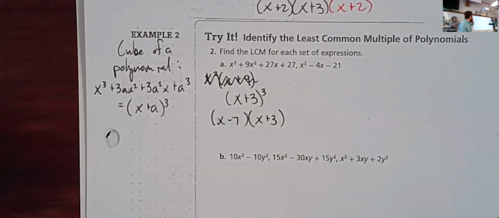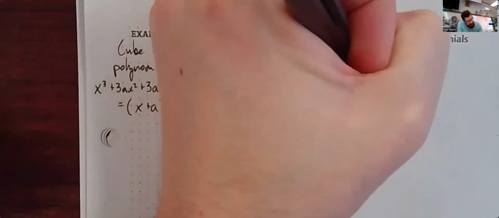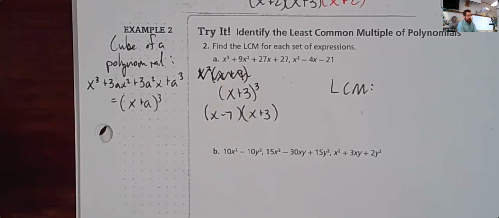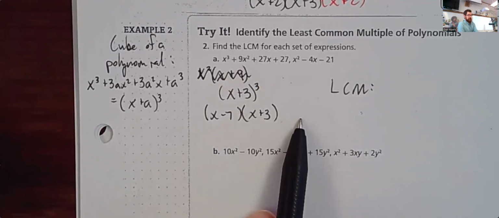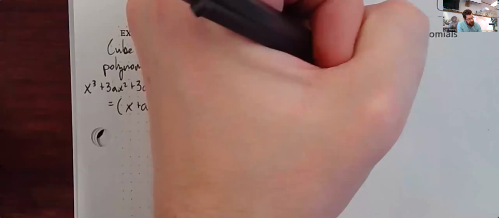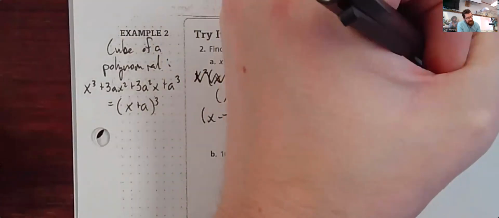All right. So what will our LCM be for this one? What is our least common multiple? How many factors of x plus 3 do we have to have? We have to have 3 of them, which means we need to add 2 of them to this one. We got to have 2 of them here, so there's going to be a total of 3. And then we also have to take x minus 7 and multiply it by the top one. So basically, we're going to get x plus 3 cubed times x minus 7. That is our LCM.